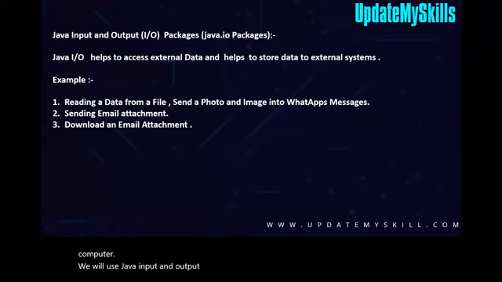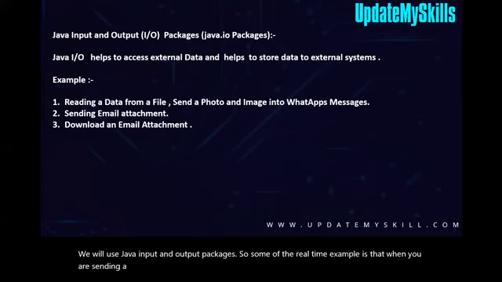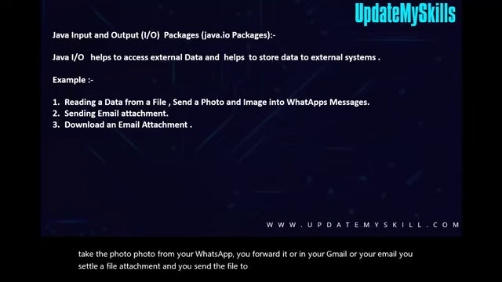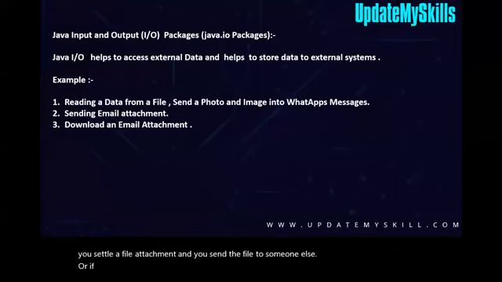Some real-time examples: when you are sending a photo or a video in a WhatsApp message, you take the photo from your WhatsApp and forward it. Or in your Gmail or email, you set a file attachment and send the file to someone else. Or if someone has sent a file to you, you download the file to your computer.